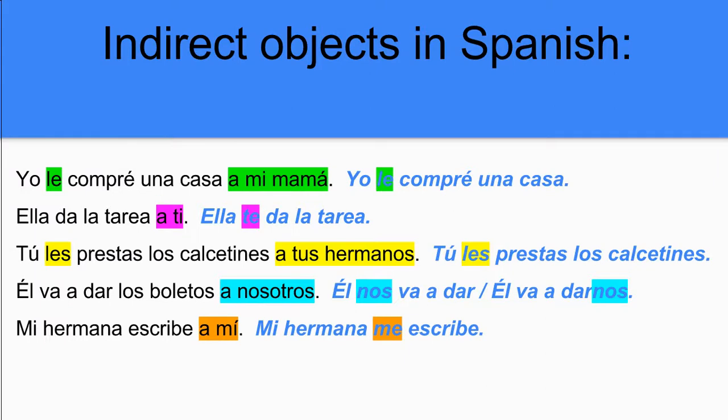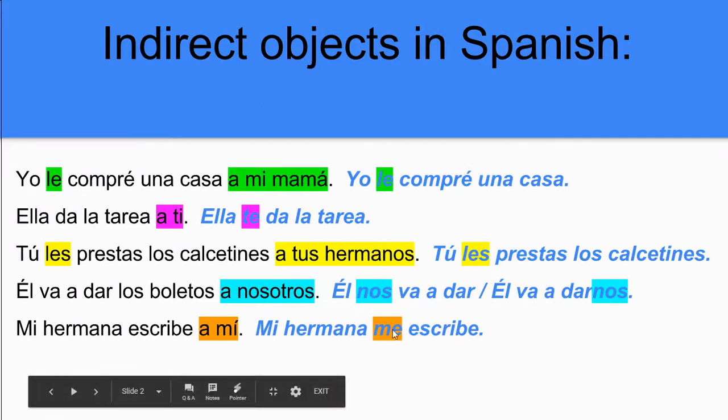Now, in each of the examples, with the exception of number 4, the placement of the indirect object goes directly in front of the conjugated verb. As you can see here, here's my verb compré, and I put it in front, le. Here's my verb da, from the verb dar, to give. Here's my te. Here's my verb prestas, and I put the les in front. Here we have va a dar, which the whole phrase is the verb, is going to give, and there's my nos. And then there's escribe with me.